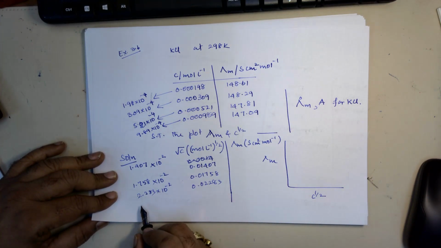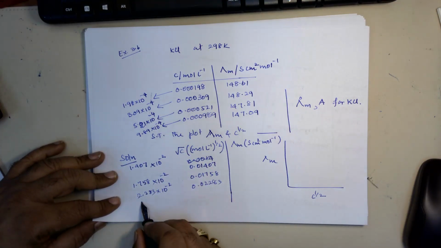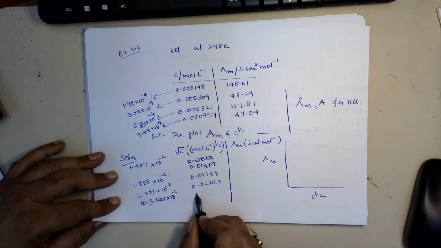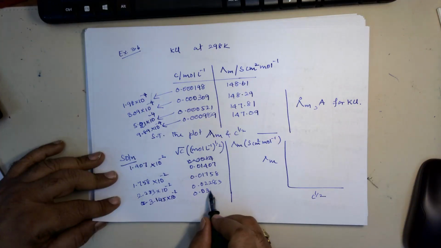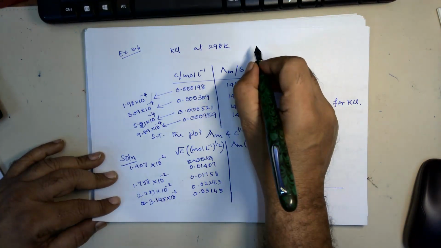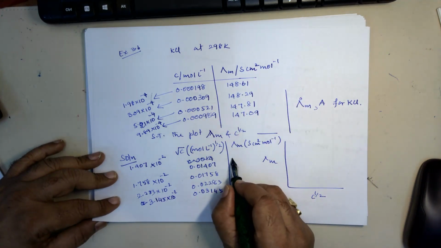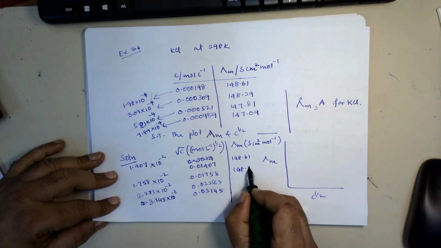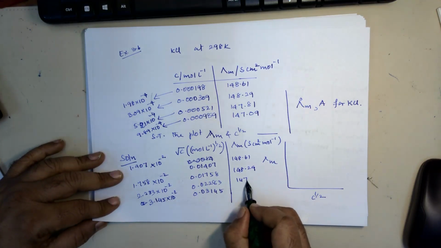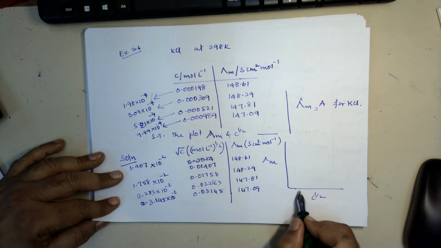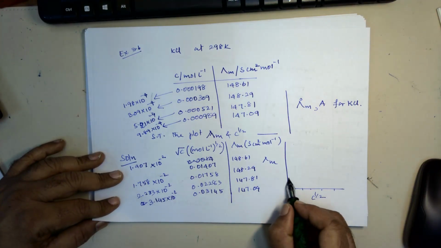Next, 9.89. How much? That is 3.145 into 10 power minus 2. It means 0.03145, right? And you can repeat the same value. There is no change in there. Okay. So you can do this: 148.61, 148.29, 147.81, 147.09.